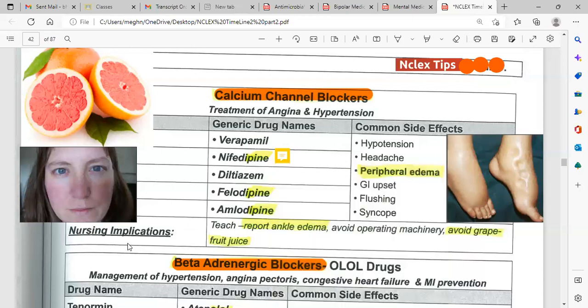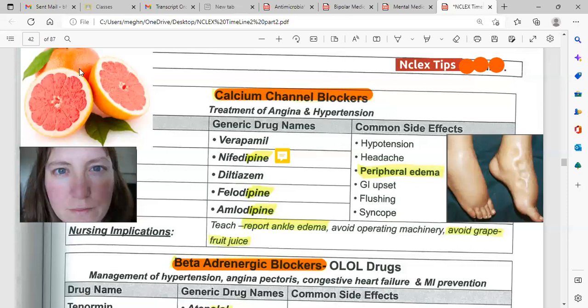So what is the nursing implication or nursing note? We should educate the patient if they need to take calcium channel blocker, and if they see peripheral edema, report to the doctor. If they can see ankle edema, avoid operating machineries and avoid grapefruit juice. So these are the grapefruits. Okay, so calcium channel blocker and these fruits not together.